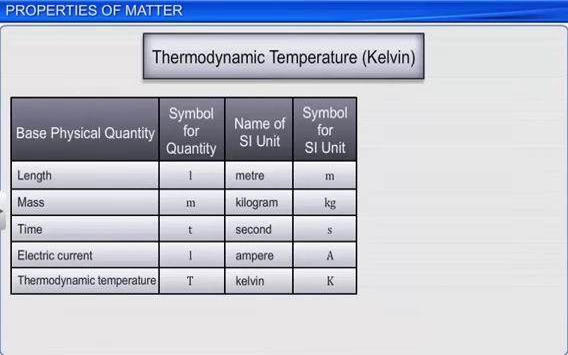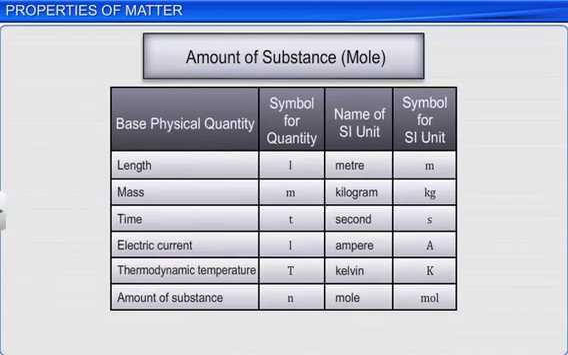The SI base unit to measure the amount of substance is mole. Mole is the amount of substance which contains as many elementary entities as there are in 12 grams of carbon. Elementary entities may be atoms, molecules, ions, or electrons.